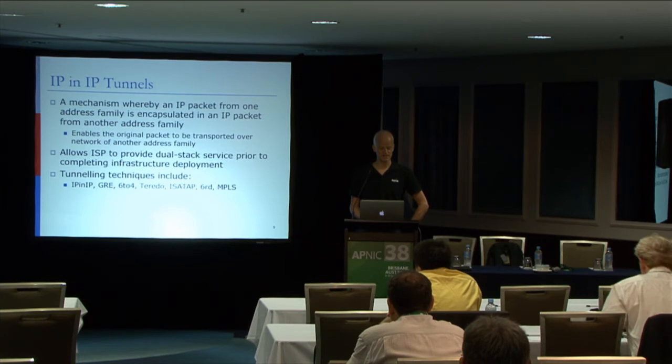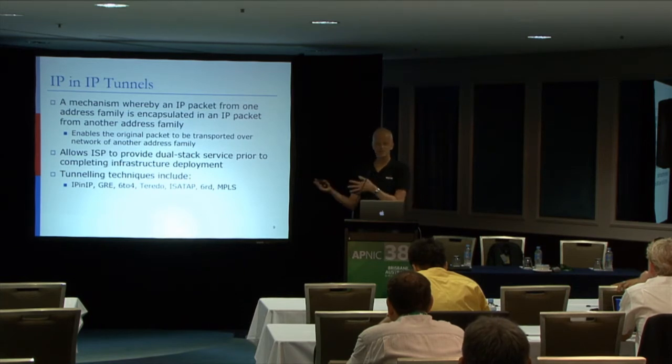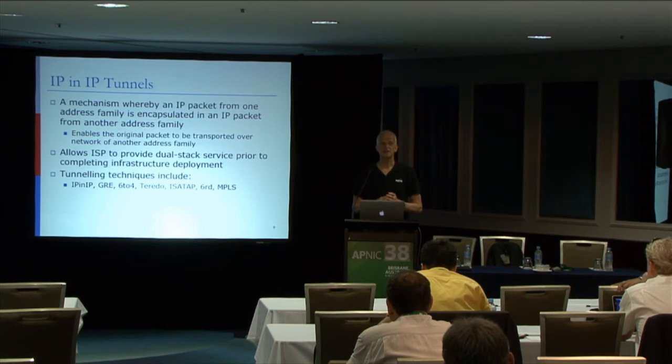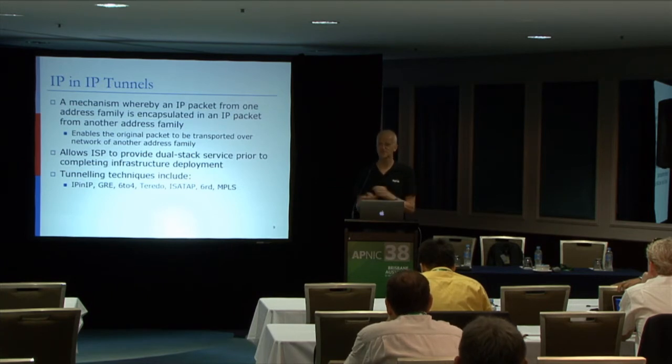IP and IP tunnels, what does that mean? Basically, a mechanism where an IP packet from one address family is put inside an IP packet from another address family. So we want to carry IPv6 packets across a network that can't do IPv6. We put them inside an IPv4 packet, carry them out, the other end pops them back out again, or vice versa. We can carry IPv4 through an IPv6 only network. And this will allow an ISP to provide a dual stack service prior to completing infrastructure deployment. They may have older equipment that can't do v6 native, so they put up a little tunnel through the device that can't do v6 to carry the v6 packets.